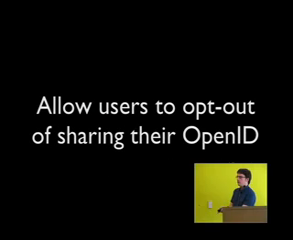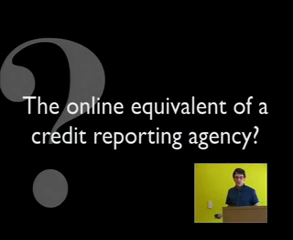If you sign up for a forum, you can either say, yeah, display my OpenID under the posts I make, or you can pick a username distinctly for that forum. Is this going to lead to the online equivalent of a credit reporting agency if you can tie these different things together? And yet again, this is already a problem with email.